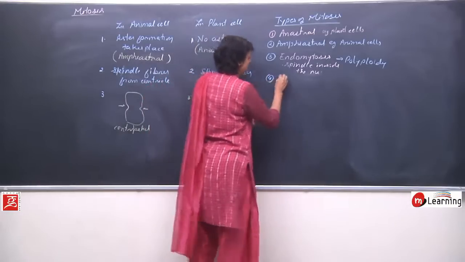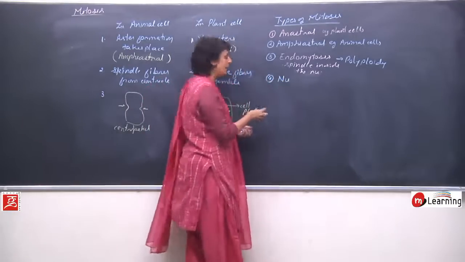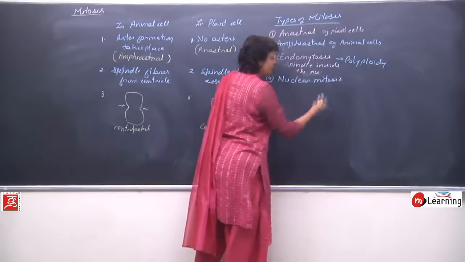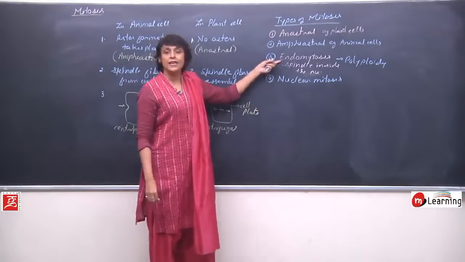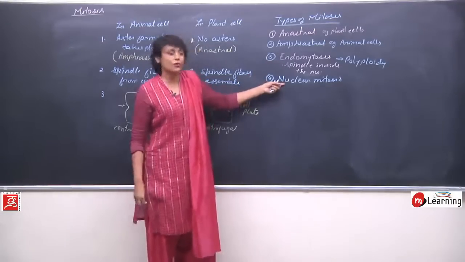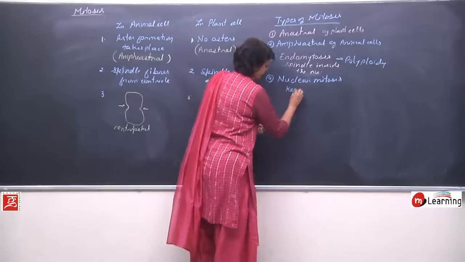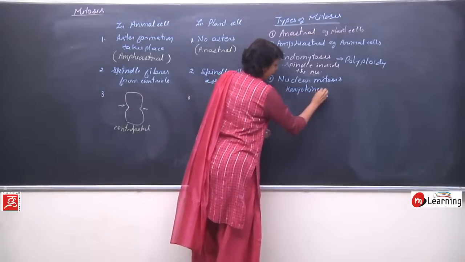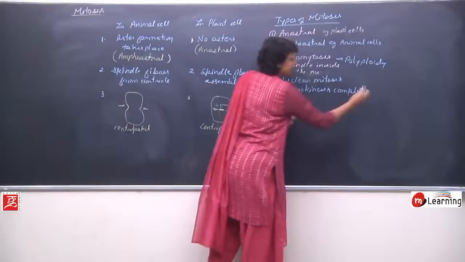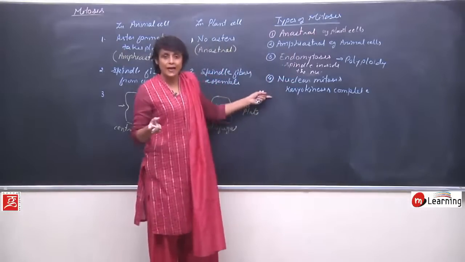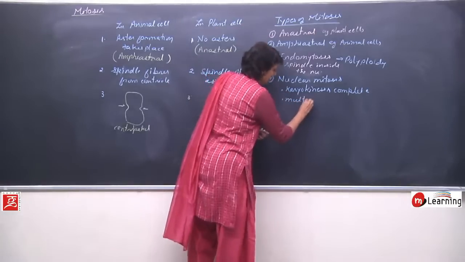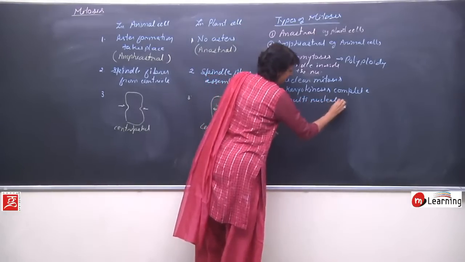Fourth type is known as free nuclear or simply nuclear mitosis, in which everything is same. That means it takes place inside the nucleus, spindle fibers are formed inside the nucleus, but karyokinesis is completed. So as a result of complete karyokinesis, many nuclei are formed. So these kind of divisions give rise to multinucleate cells.